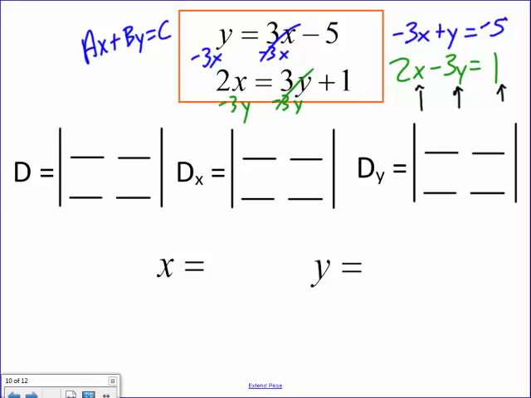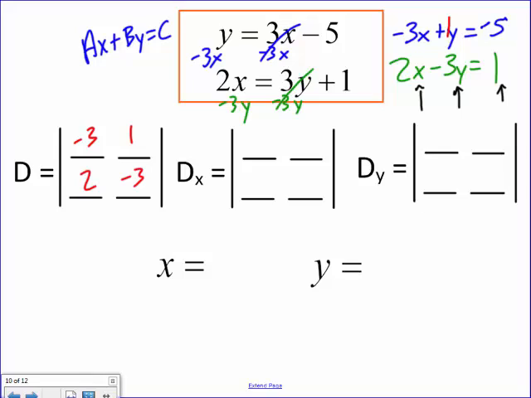Because when I write my determinant, my very first one, I've got to take the coefficients of x to be on the left, so negative 3 and 2, and the coefficients of y to be on the right. Well, negative 3. What's up top? There's an imaginary 1 in front of that y, right? So 1. Let's just quickly write all my determinants out. That might be a good idea just so you don't make any mistakes.